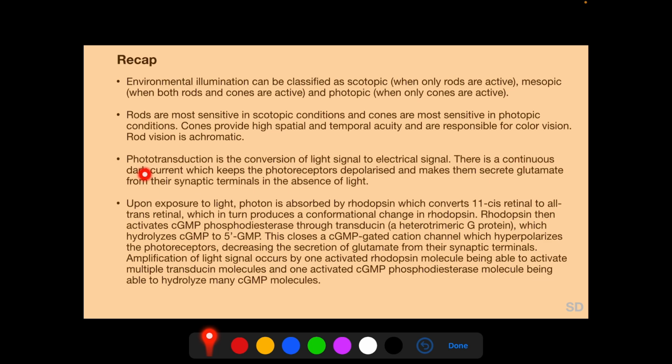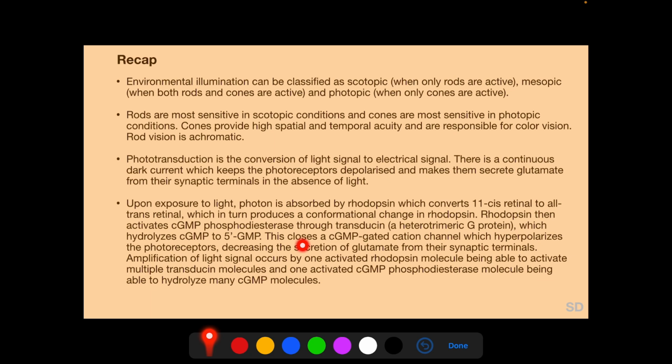Phototransduction is the conversion of light signal to an electrical signal, and there is a continuous dark current which keeps the photoreceptors depolarized and makes them secrete glutamate from their synaptic terminals continuously in the absence of light. Upon exposure to light, a photon is absorbed by rhodopsin, which converts 11-cis retinal to all-trans retinal, which in turn produces a conformational change in rhodopsin. Rhodopsin then activates cGMP phosphodiesterase through transducin, a heterotrimeric G protein, which then hydrolyzes cyclic GMP to 5'-GMP.